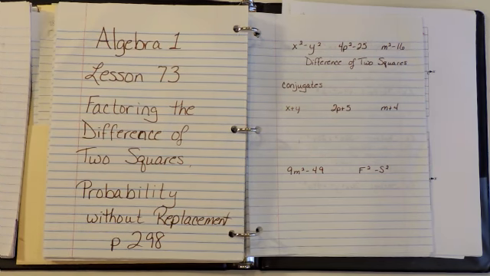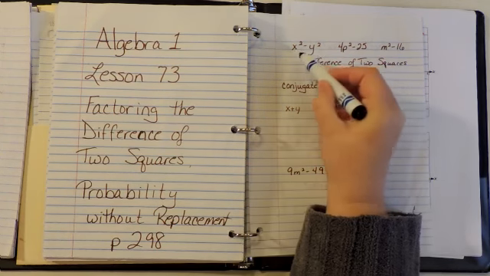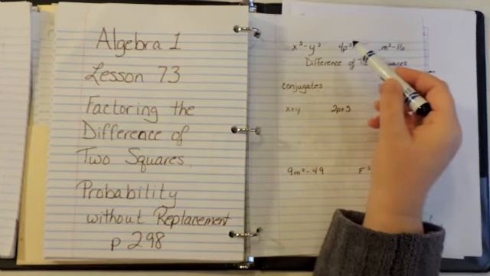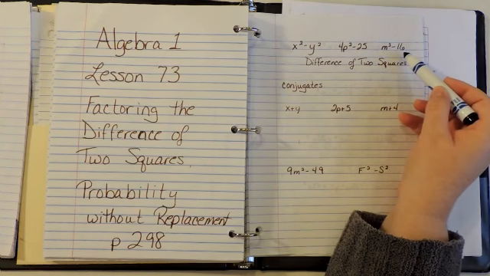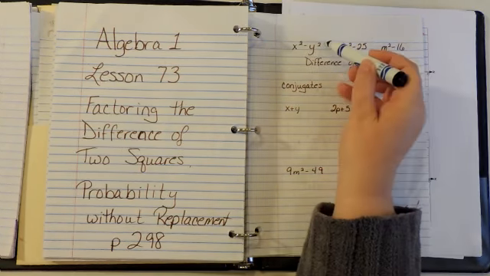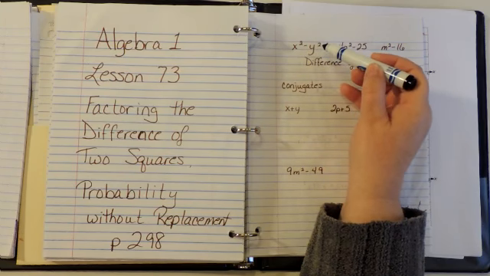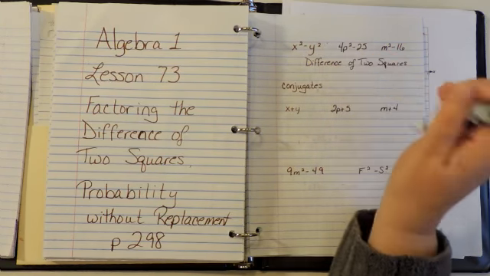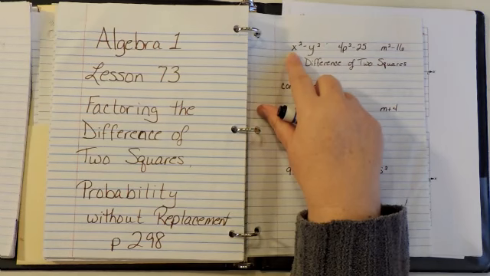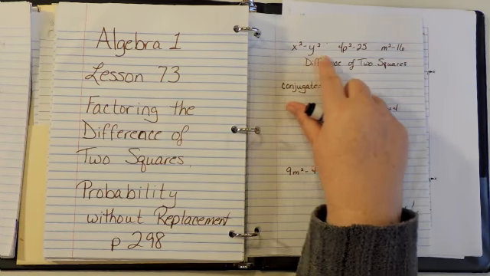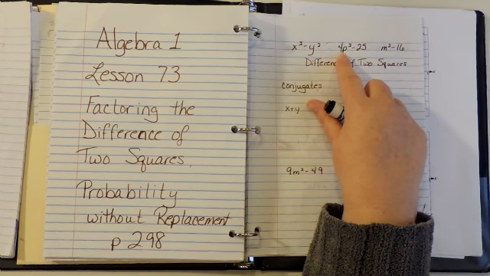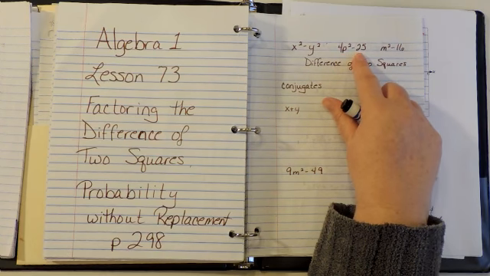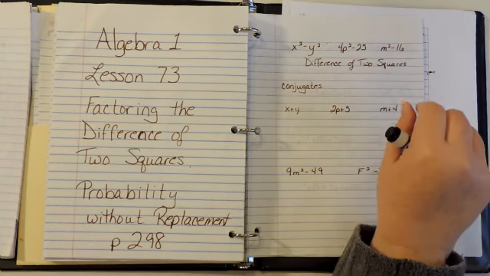Each of the terms in the following binomials is a perfect square: x squared minus y squared, 4p squared minus 25, m squared minus 16. It's a perfect square because we can find a square root for everything in the term. The square root of this is x. The square root of this is y. The square root of this term is 2p, because 2p times 2p is 4p squared. The square roots of the others are 5, m, and 4.